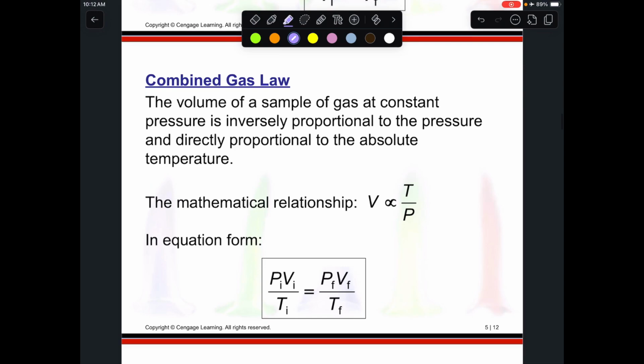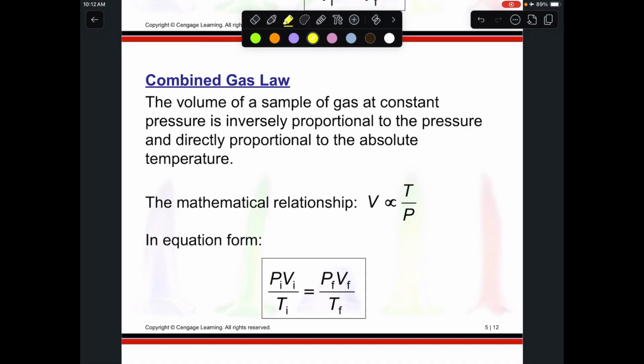Now, we're also going to put all three of these variables in. We call this the combined gas law, and this doesn't change any of the relationships. We still know that the only inverse relationship we have is volume and pressure, which is Boyle's law, and the other ones are direct, which is a nice memory trick here. But our equation we can utilize when we have more variables in an equation is the combined gas law. P1 V1 over T1 equals Pf Vf over Tf.